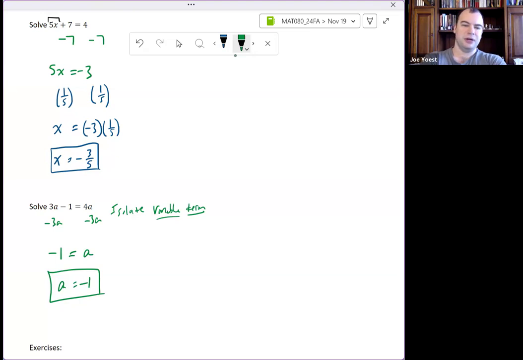Now, if this had been 2a minus 1 equals 4a, 4a minus 2a would be 2a, and then I have to do another equation solving step to get that coefficient of 2 off of the a to isolate the variable itself. But here, I did one equation solving step and I kind of got lucky, got my solution right away.